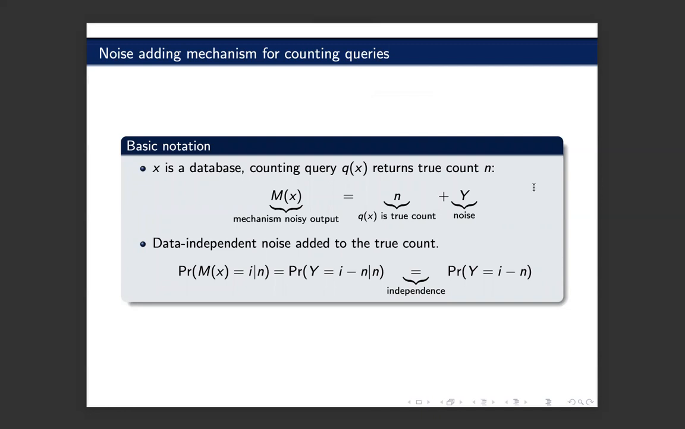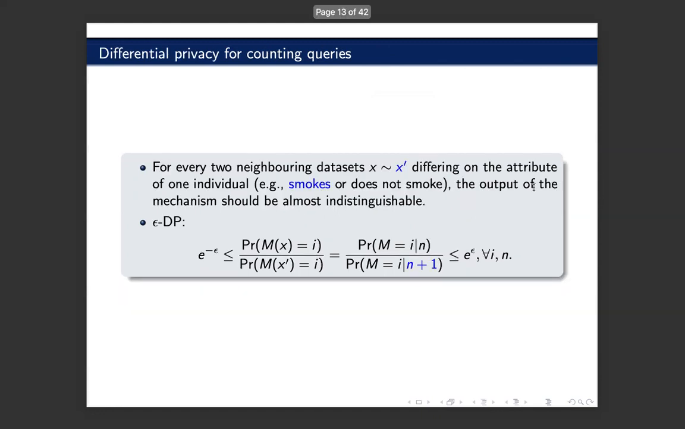So it's a noise-adding mechanism where the probability that you report the count is i, given that the true count is n. If the noise is independent of the true count, which in many cases it is, then it just comes down to the probability of the noise having the value of i minus n. So this is the basics, and differential privacy is essentially for the counting queries. This is somehow a gentler introduction.